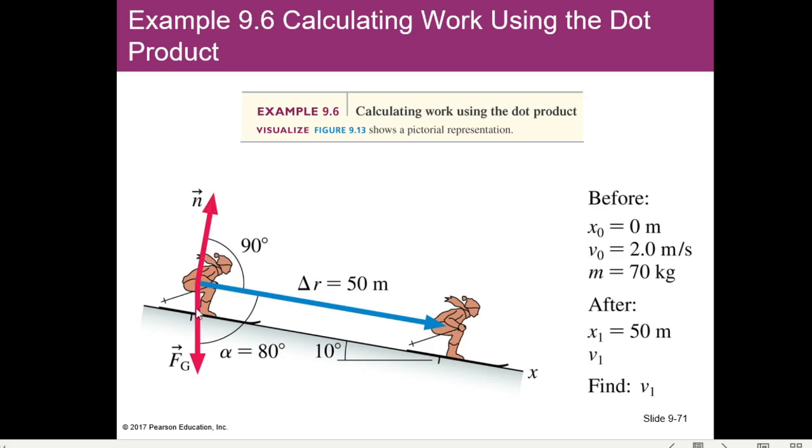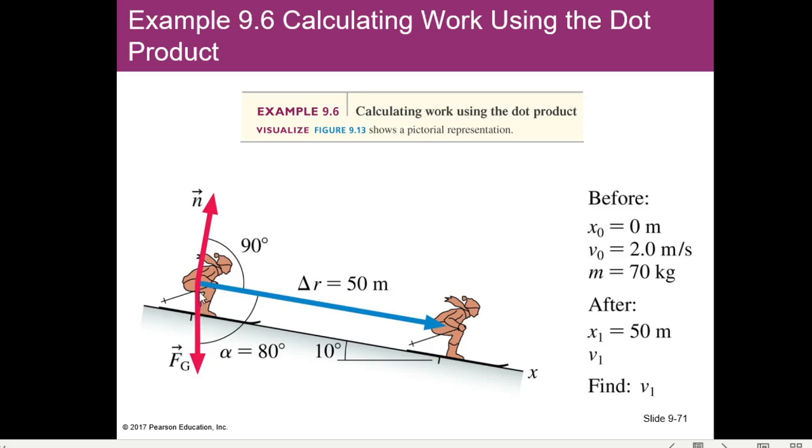Notice, though, that the force from the normal force of the surface is at 90 degrees to the displacement. That means that if I took this force and dotted it into the displacement, I'd get 0. So the normal force does no work. The only work done is done by the gravity force, because that's the only other force, and this guy does no work at all.